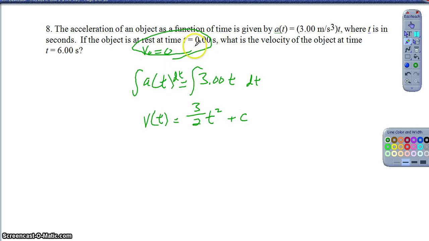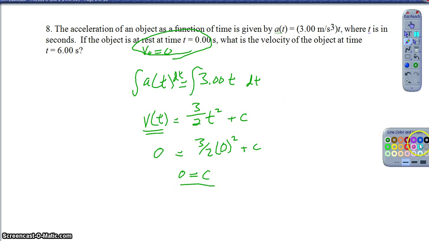We know that at a time of 0 seconds, the velocity should be 0 because the object was at rest. So when I plug in 0 seconds, I should also get 0 on the left-hand side of the equation because the velocity was 0. So 0 equals 3/2 times, instead of t, I'm plugging in 0. Obviously everything cancels out here, so this shows me that c is in fact 0. But if I didn't know that information, I wouldn't be able to find the exact velocity at 6 seconds. So this tells me that c is 0.